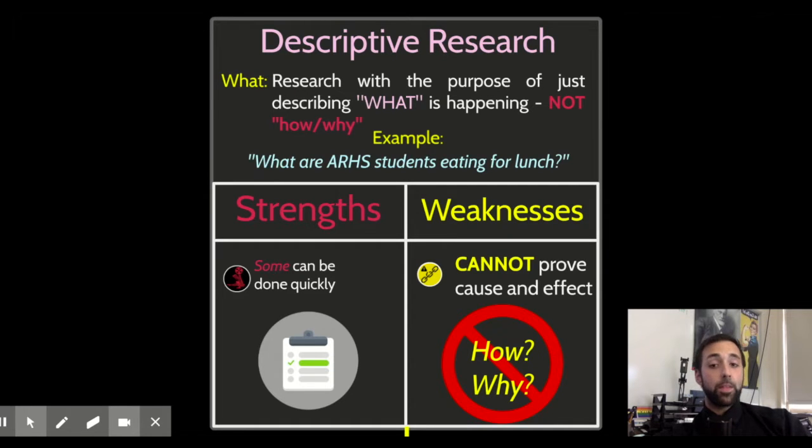The strength is that some of these can be done relatively quickly, at least some of them. Specifically, surveys can be done quickly, and some observations can be done quickly. However, you cannot prove a cause and effect relationship through this.